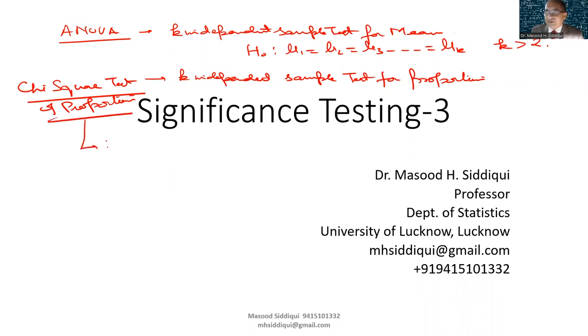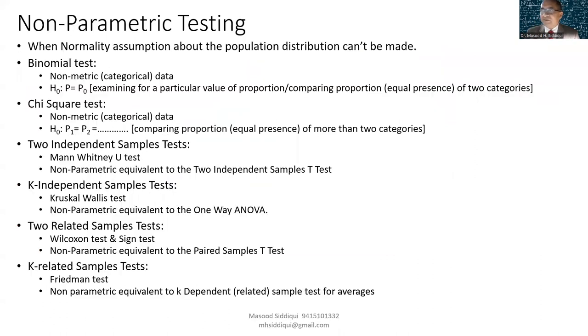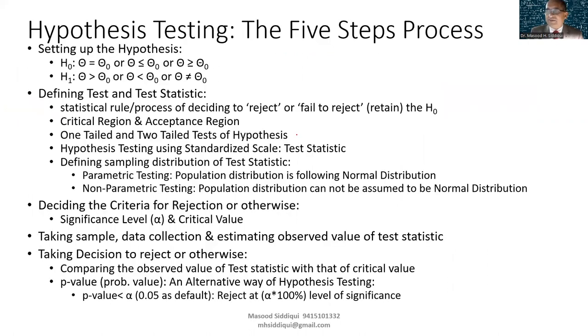Okay, with the hypothesis as P1 equals P2 equals P3 equals Pk, where k is greater than or equal to 2. So here, this is the test that we are examining. It is also a non-parametric test, used when the normality assumption about the population cannot be made. So this is the chi-square test, for non-metric or categorical data, comparing proportions or equal presence of more than two categories.